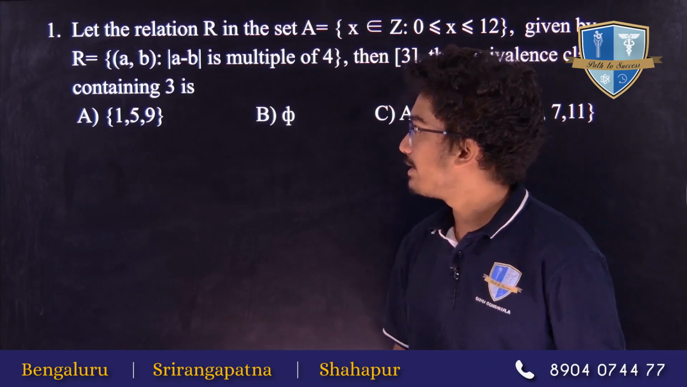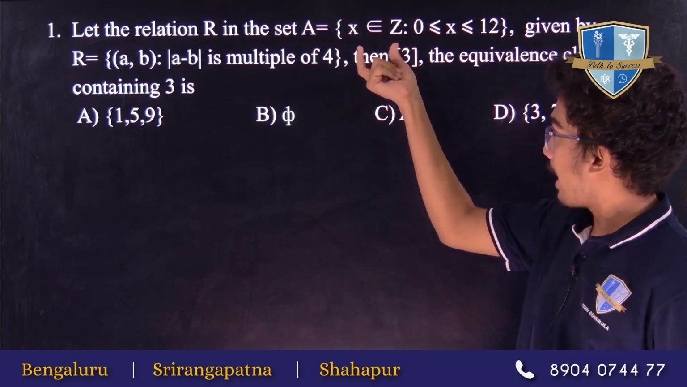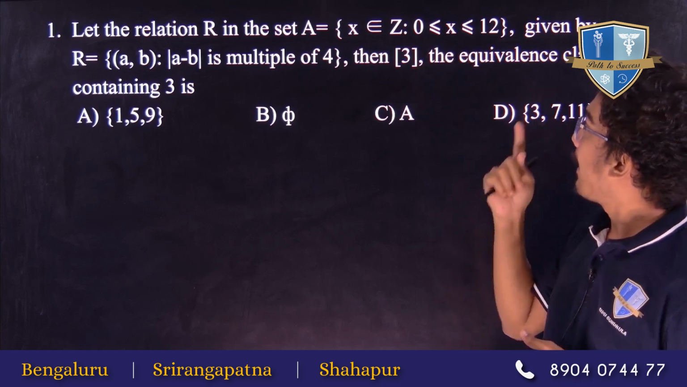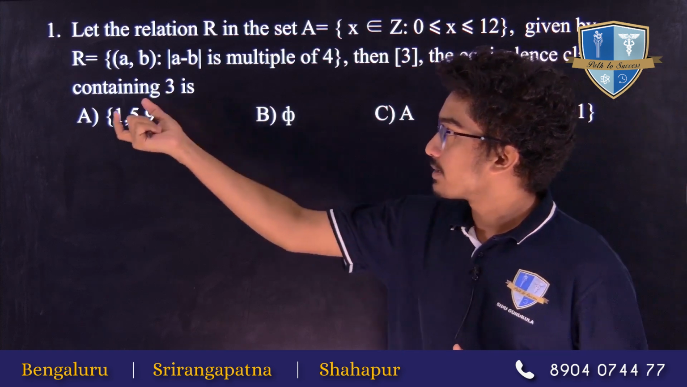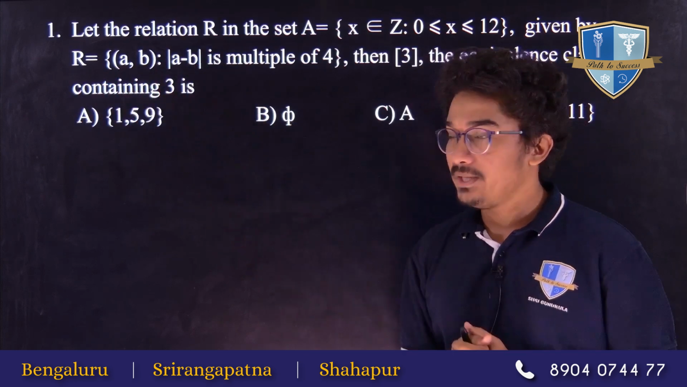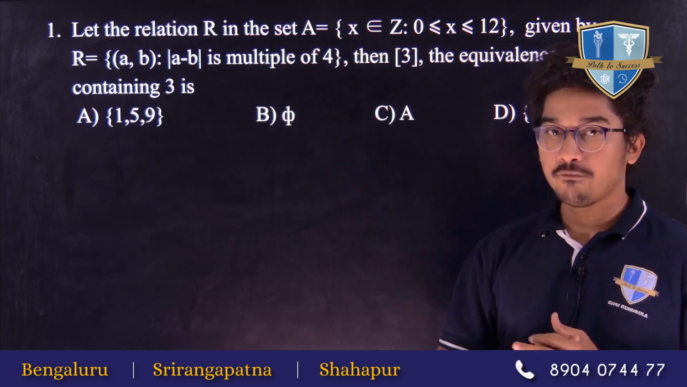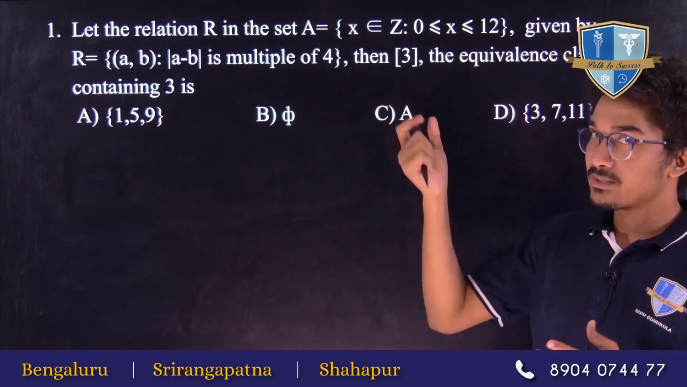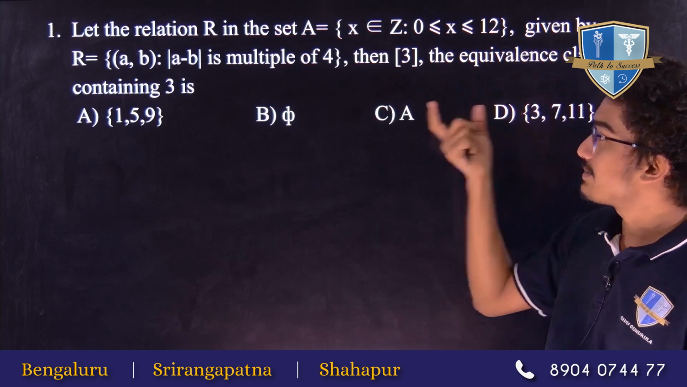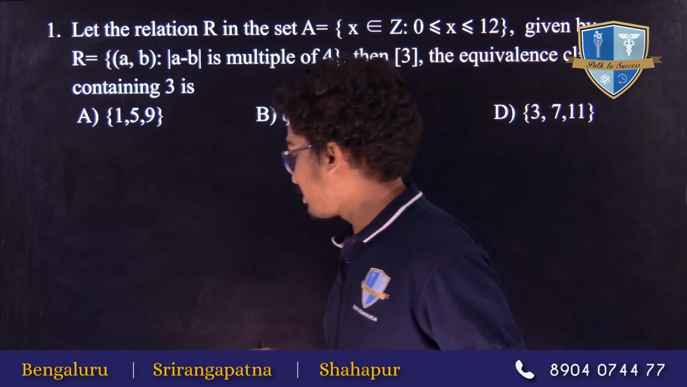So the first question is: let the relation R on a set A, where A is defined as x belonging to integers such that x is greater than 0 and less than 12, be given by R. This relation is defined on (a, b) where the absolute difference of a and b is a multiple of 4. Then the square bracket of 3, which means the equivalence class containing 3, is. These are our options. So let's see how to solve this question.